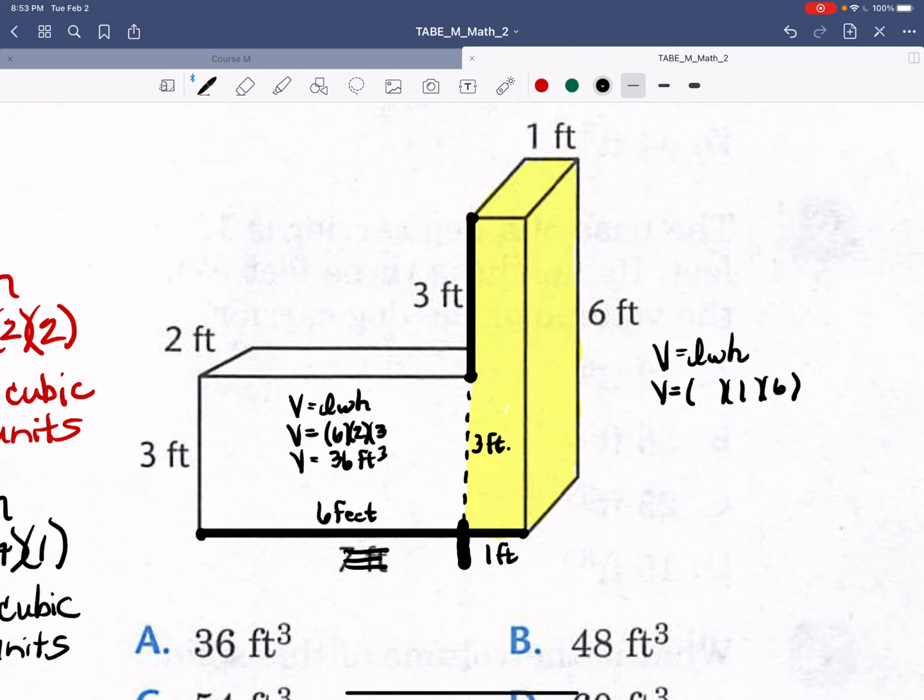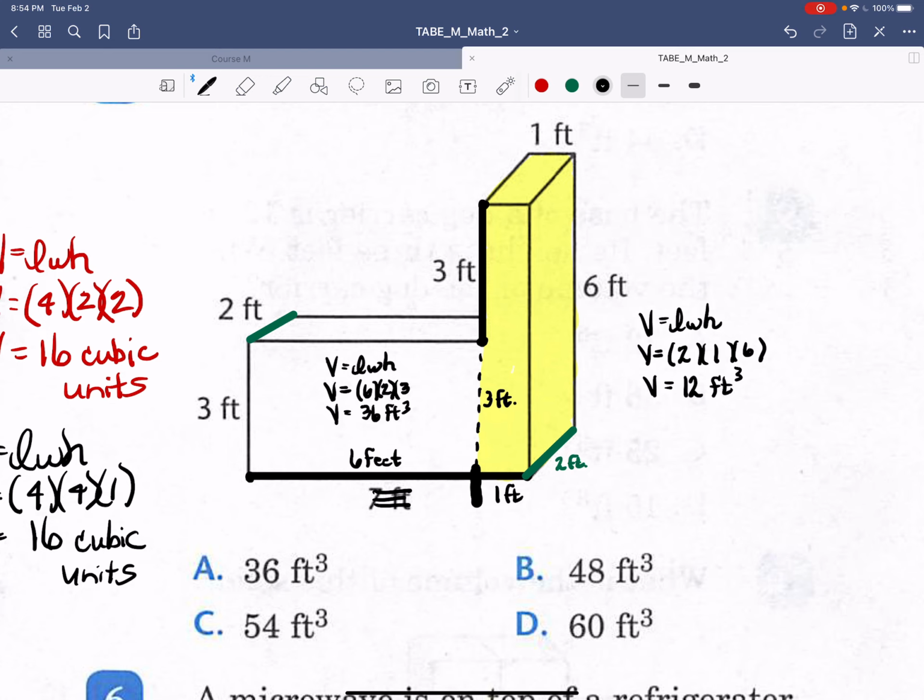So you have to figure out the missing pieces on this one. And this is not easy to do for me. I always had trouble with these in school. So that's 12 cubic feet. You combine that with the 36 cubic feet. So for number 5, I'm liking B, 48 cubic feet.